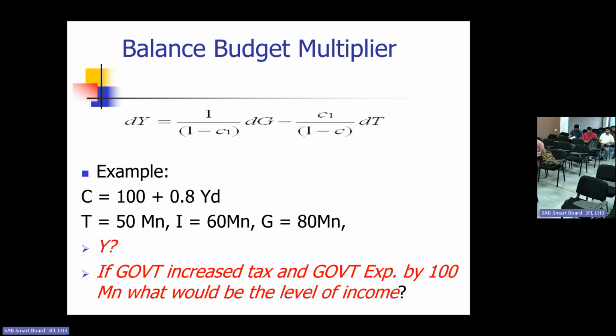Thus Y equals 100 plus 0.8 Y, 0.8 into 50 means 40, plus 60 plus 60. Then we get Y minus 0.8 Y equal to the rest, so 0.2 Y is equal to 200, so the income is 1000.